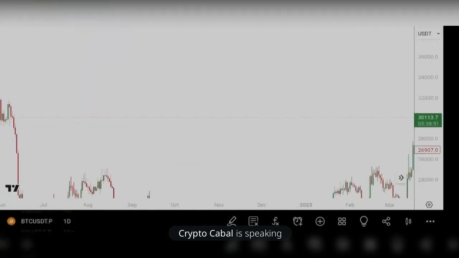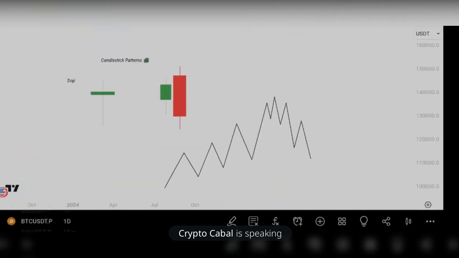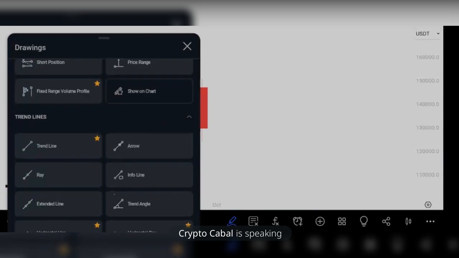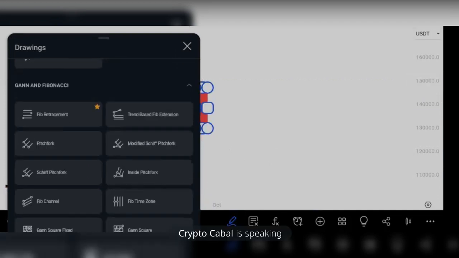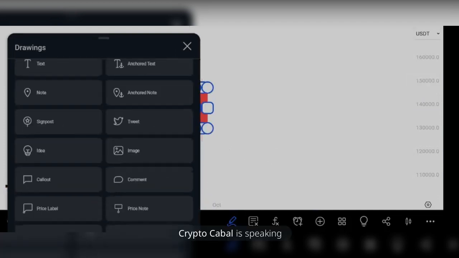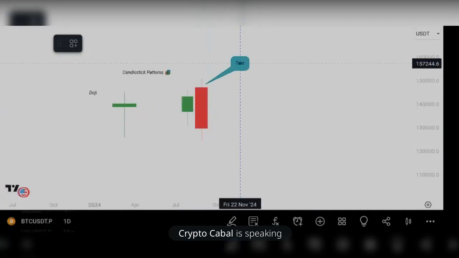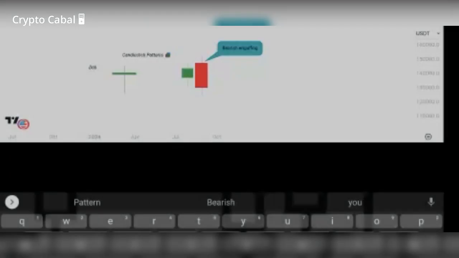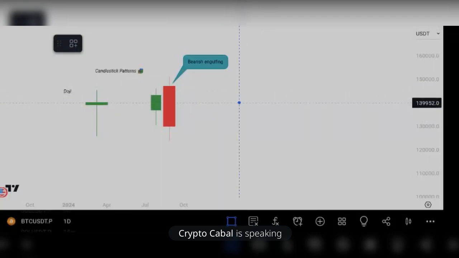Now, quickly, we have the other type of engulfing pattern, which is the bullish engulfing. The first one we have here is the bearish engulfing. Yep, this one is the bearish engulfing, right? Now, the one we have now would be the bullish engulfing, and it's just like this.